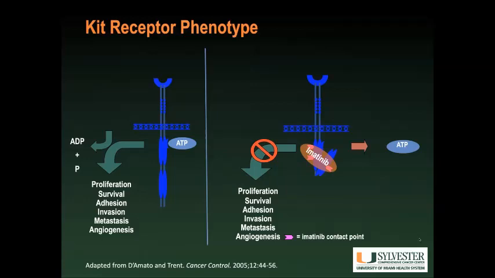And this blocks all those bad things that tumor cells do, such as proliferation, survival, etc. And Imatinib binds at these specific points, and these points are where it's able to lock onto and shut down the receptor, and the tumor cells not only quit dividing, but they actively die.